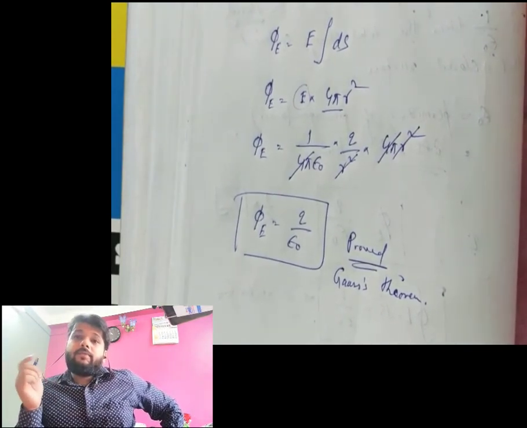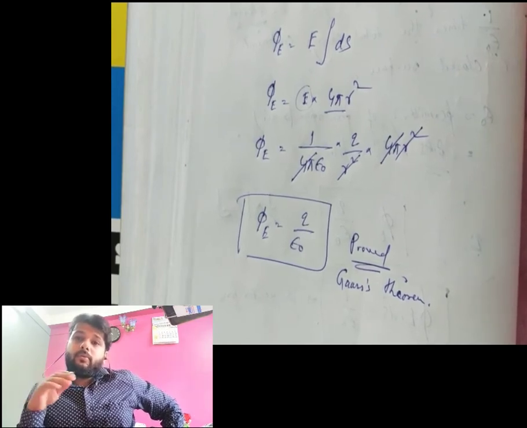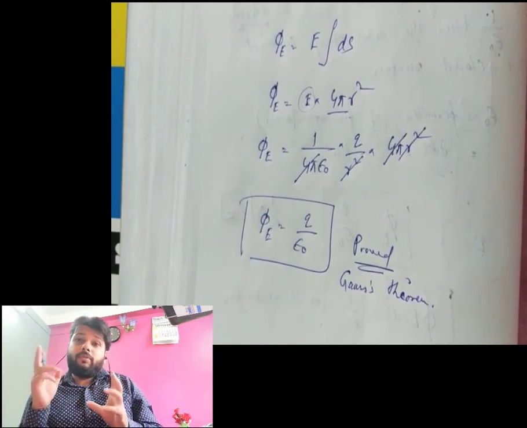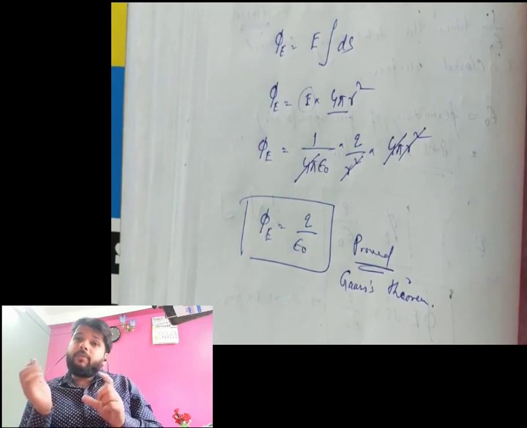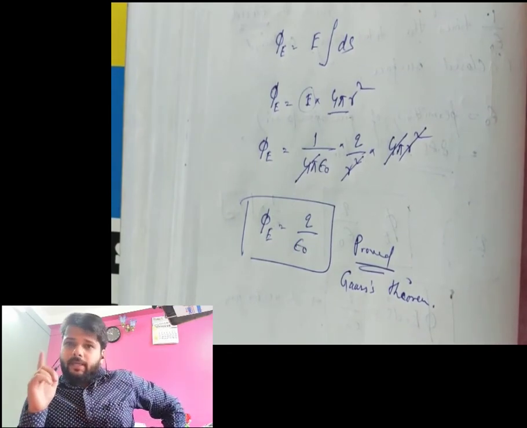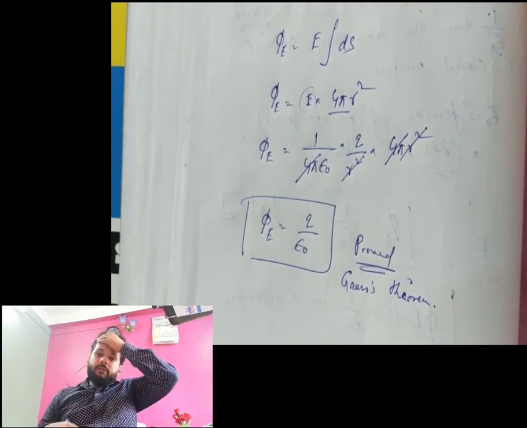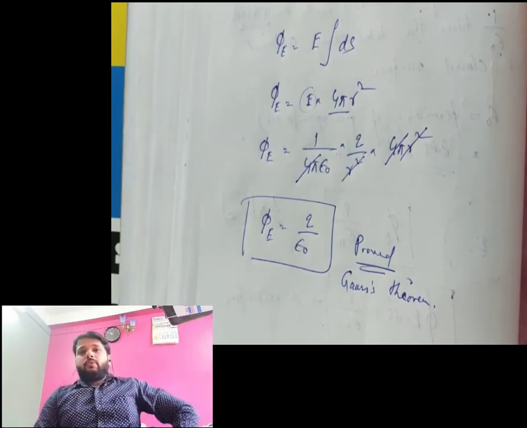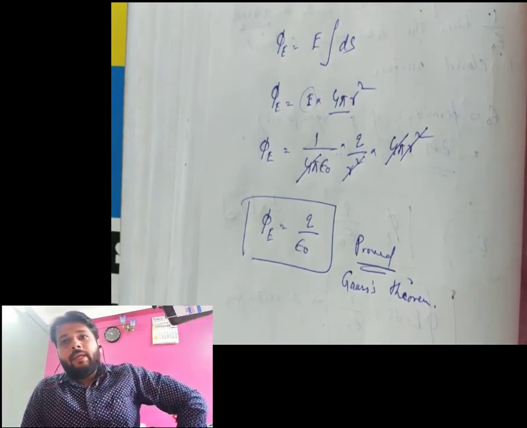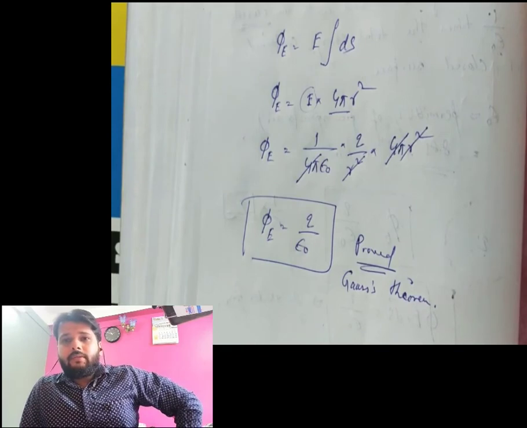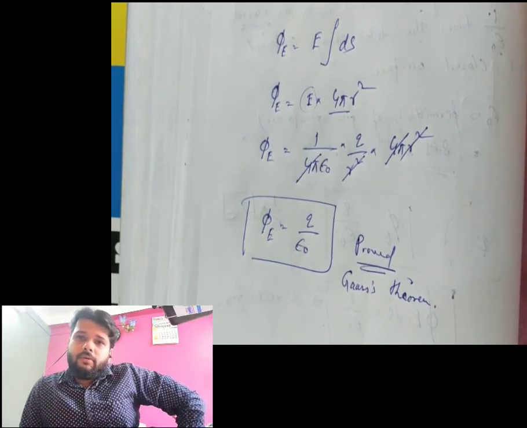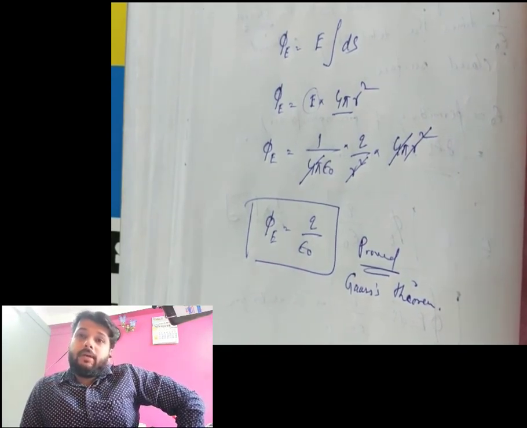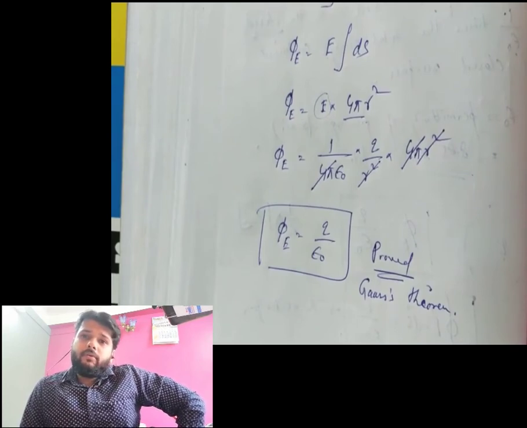Next, we studied Gauss's theorem. Always remember that the total electric flux linked with a closed surface is 1 by epsilon naught times the total charge contained within that closed surface. That is, phi is equal to q by epsilon naught. Then I did the proof of Gauss's theorem.